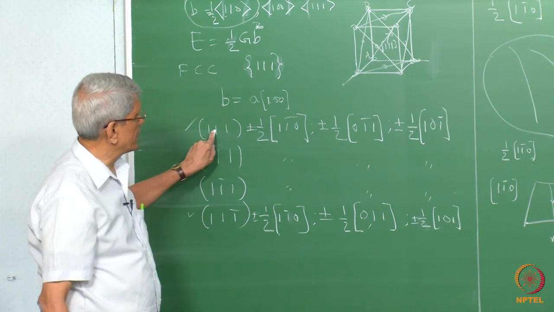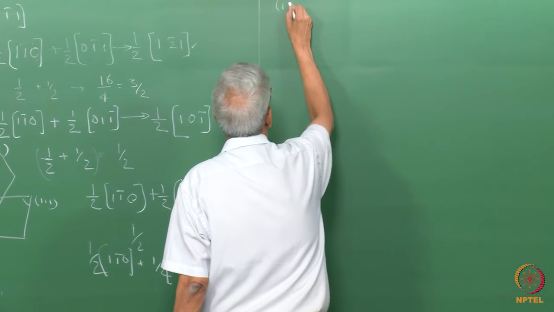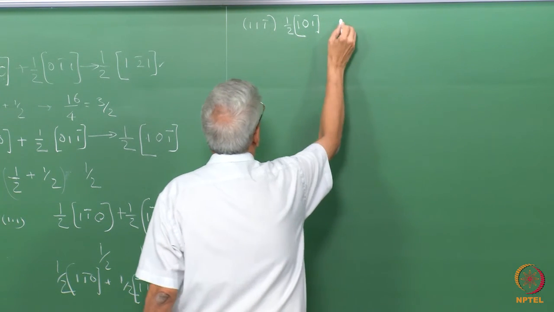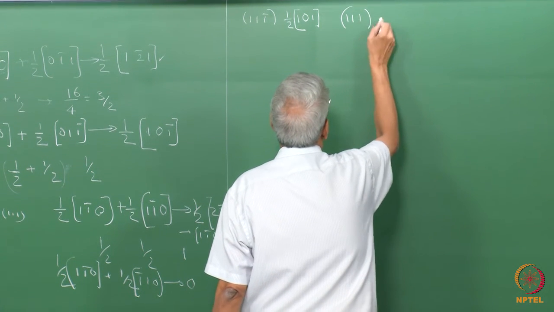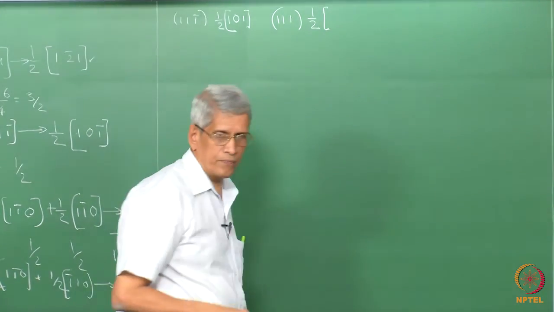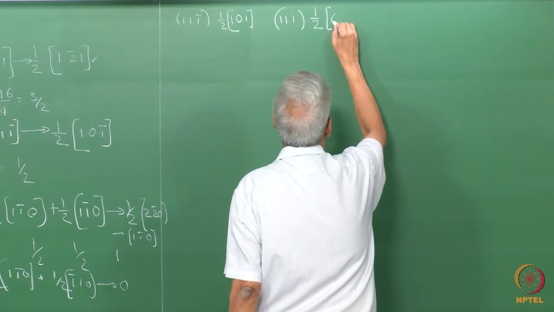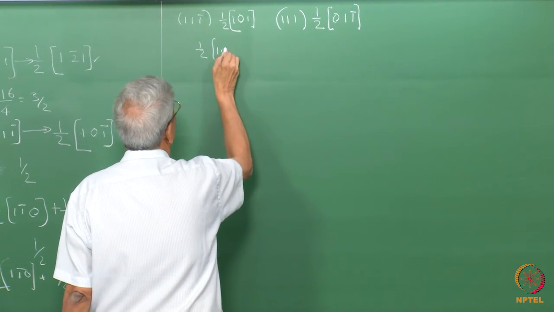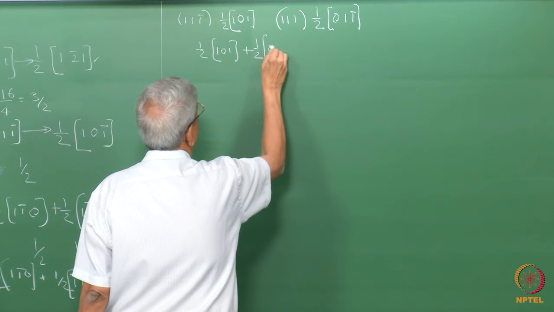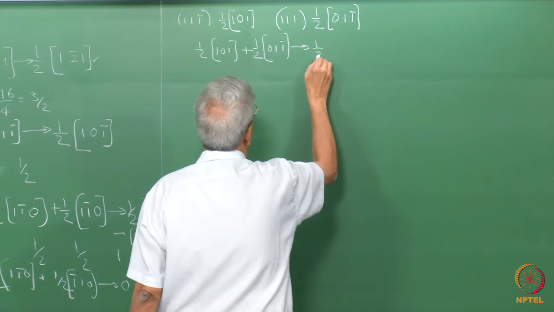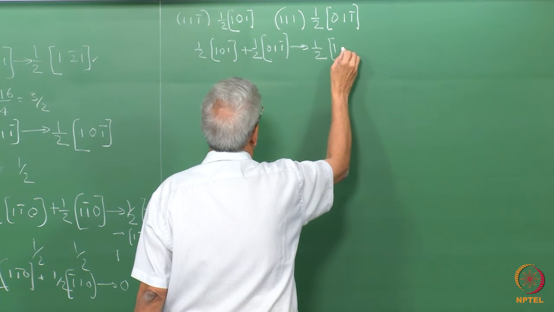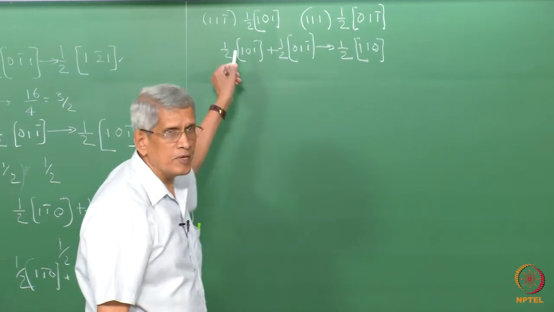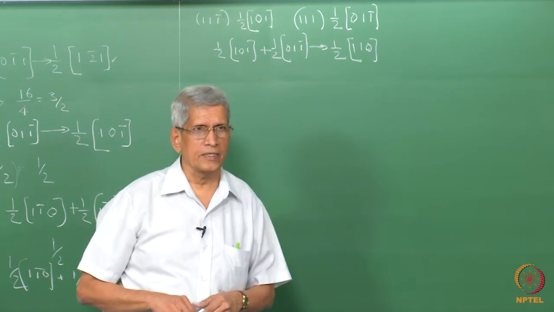Now let us consider the case where, in the plane 1 1 1 bar, the dislocation has a Burgers vector half 1 0 1, and the dislocation which is on the plane 1 1 1 has a Burgers vector which is half 0 1 1 bar. Let us look at this reaction: half 1 0 1 plus half 0 1 1 bar. This will give rise to a dislocation, correct? This is what the dislocation is. That means that in this reaction there is a reduction in energy.